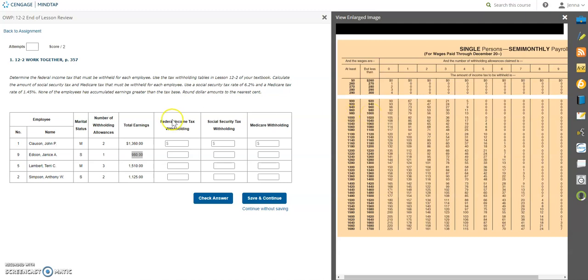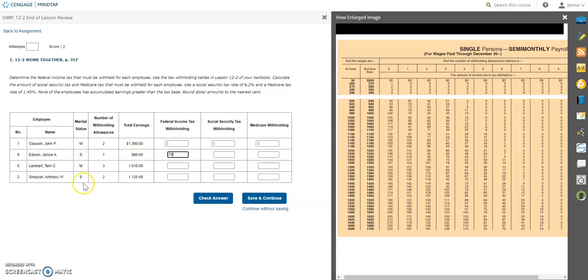Then I'm going to look at her number of withholding allowances. She has one withholding allowance. So here's her row, and here's her column of one withholding. I'm seeing $79 for her federal income tax withholding.